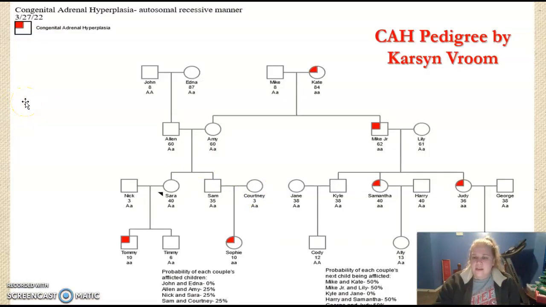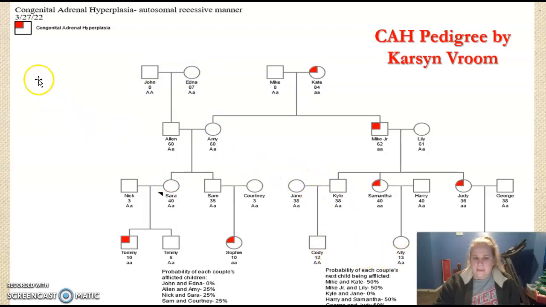This is a congenital adrenal hyperplasia pedigree that I made during one of our assignments as well. You'll see that a person with a little bit of red is afflicted with the condition. So you can see this is a pretty large pedigree. 2 sets of parents. One has it, one is a carrier, and over here one does not have it, and one is a carrier as well.